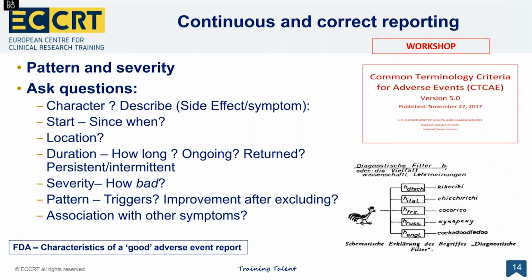You can find more information, or a really good report, describing the characteristics of a good adverse event report. You can find this on the FDA website.